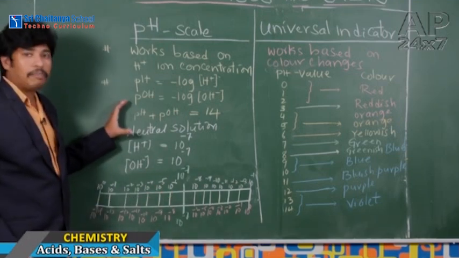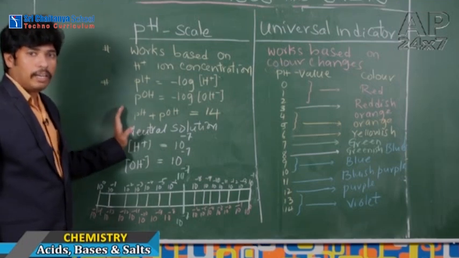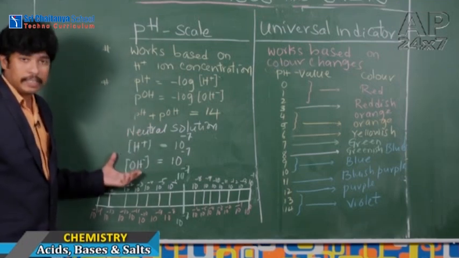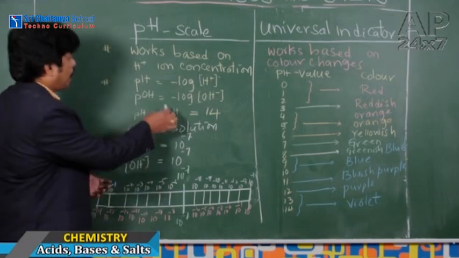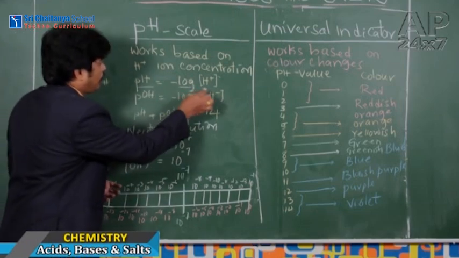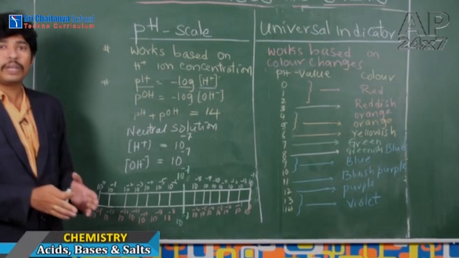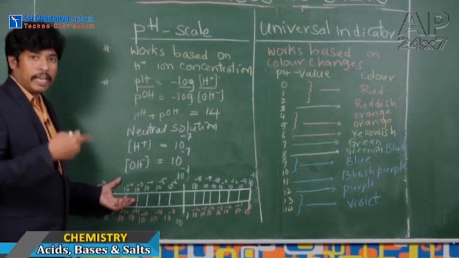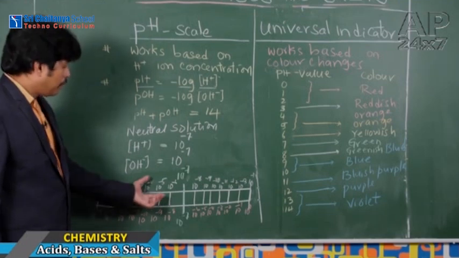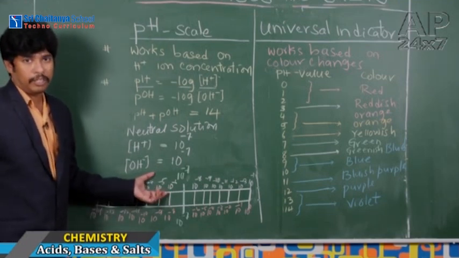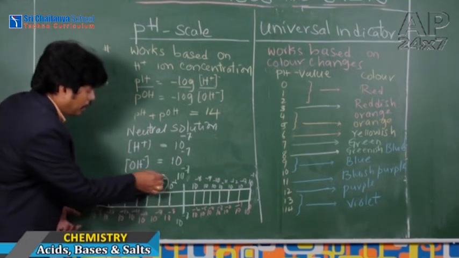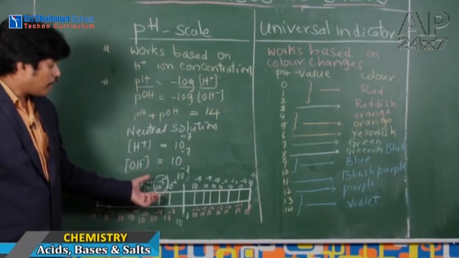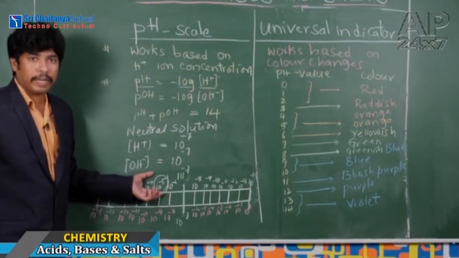And here I would like to give you an example. How can we calculate the pH of acidic solutions and basic solutions? As I told here, the pH of the solution is the negative logarithm of H plus ion concentration. In case of acids, we can calculate directly from H plus ion concentration. So let us take one example. In an acidic solution, the concentration of H plus ion is 10 power minus 5.